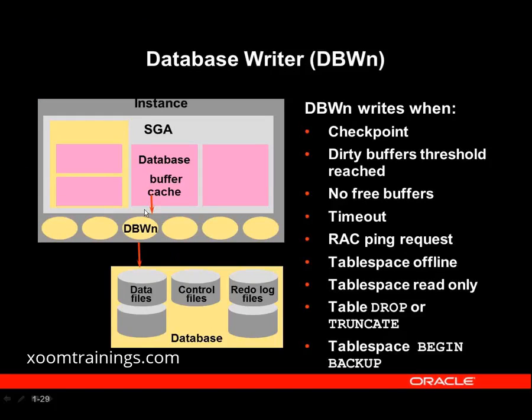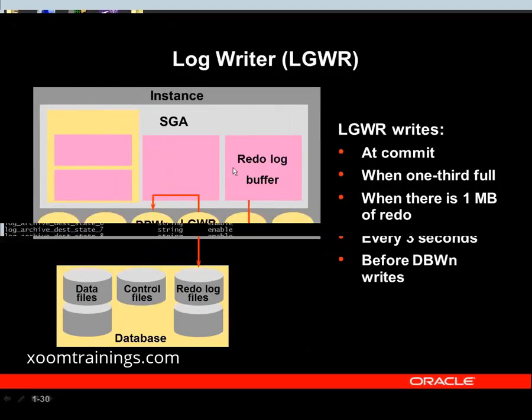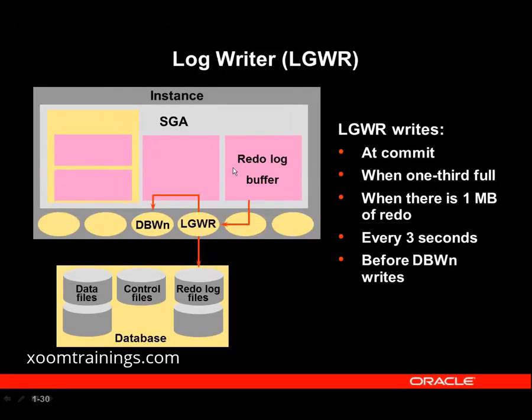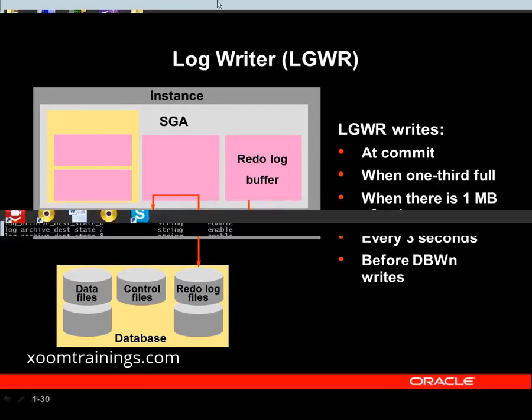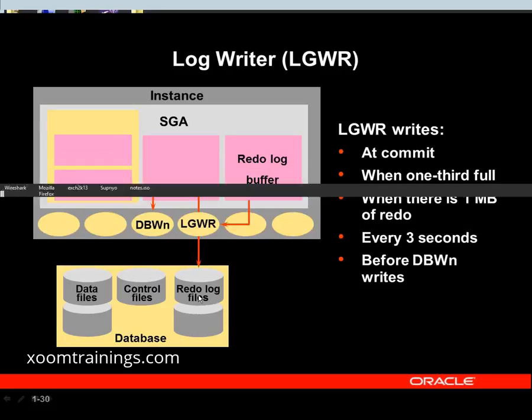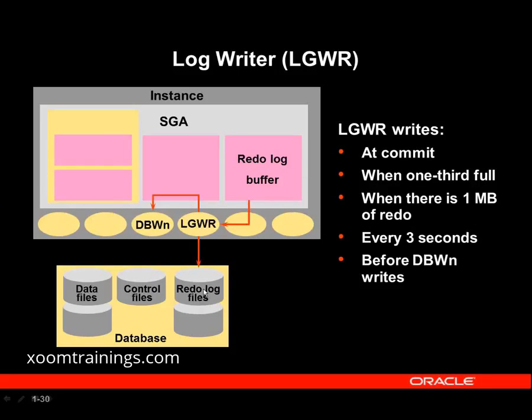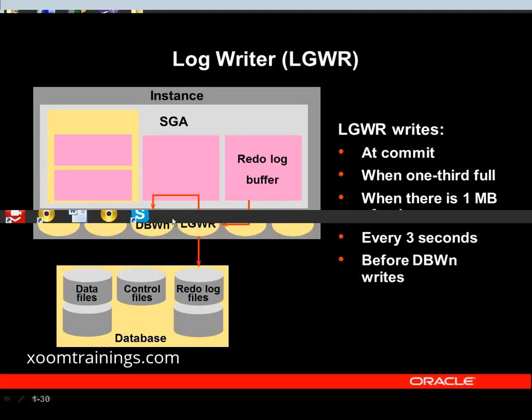Next, the log writer is a very important background process. In the diagram, we can see when the log writer writes blocks from the redo log buffer to the redo log file. Redo log files, as I said, are used for recovery. Instance recovery is the most important use of redo log files, and also media recovery.